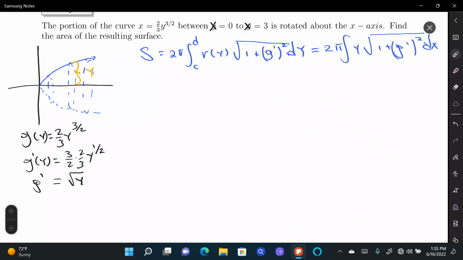And see how nice this integral will be compared with the ones that we have done up to this point. So 2 pi integral from 0 to 3 of y times square root of 1 plus the square root of y squared dy. All right, so let's have a look at this integral.